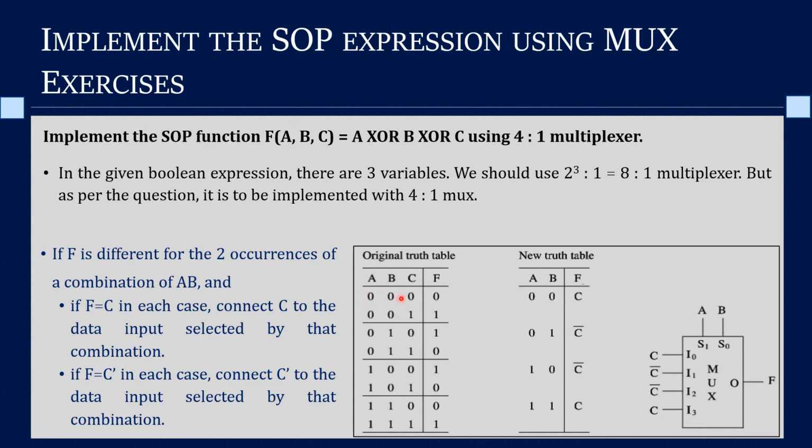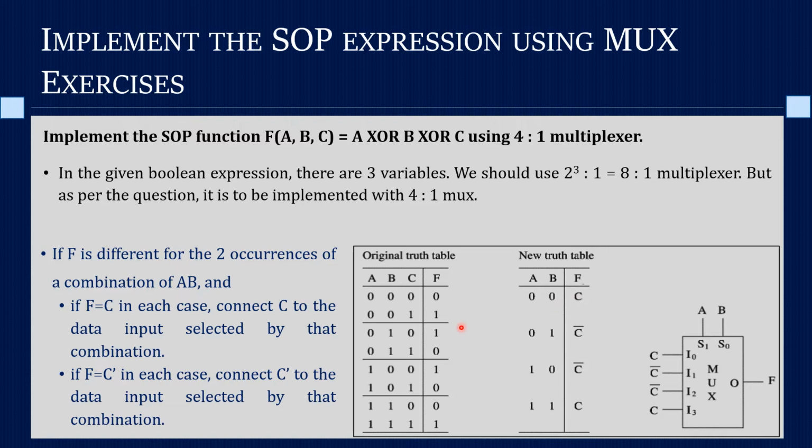Fine. Now let's look into the F value. We can see that the F value is the same as the C value. Okay. So if F is equal to C in each case, we need to connect C to the data input selected by that combination. So we are going to select this combination as 0, 0. So for the 0, 0 combination, the output is C for both the cases, right? So we can write it as for the combination 0, 0, the F value should be connected to C.